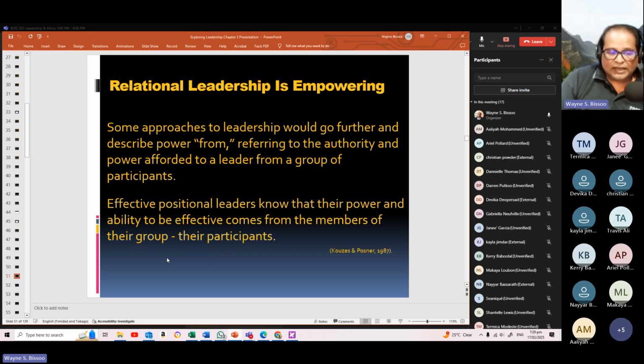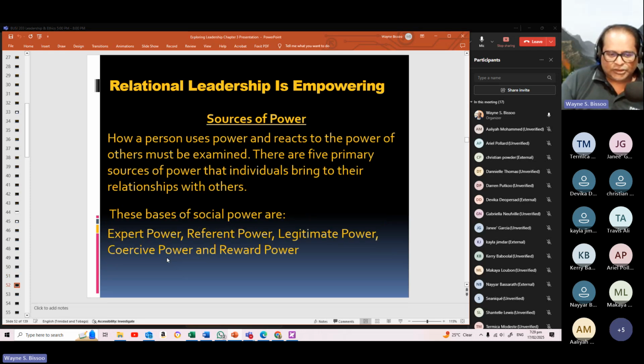Now, the types of power that people have are social power and positional power, and we want to pay attention to the bases or sources of that power. So the bases of social power are expert power, referent power, legitimate power, coercive power, and reward power.